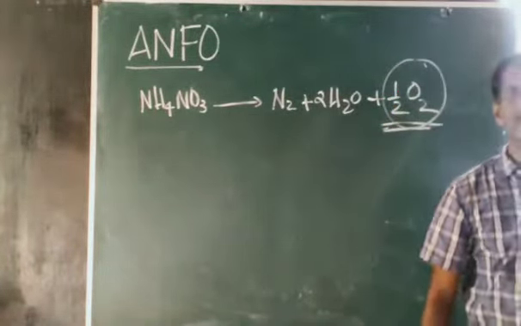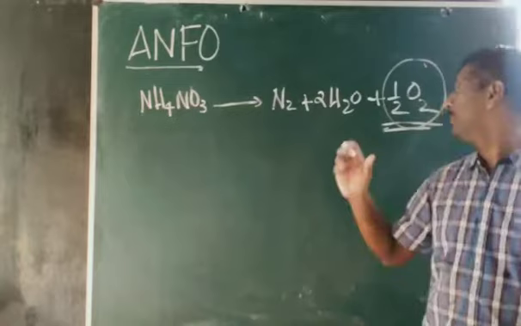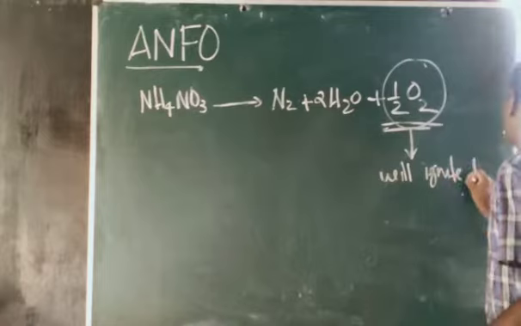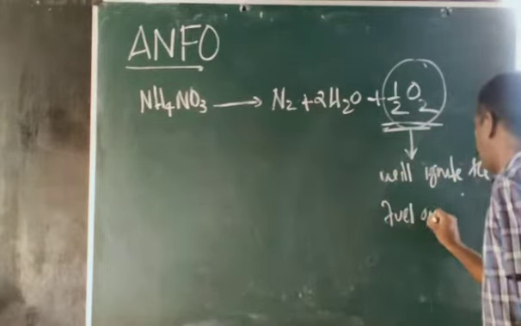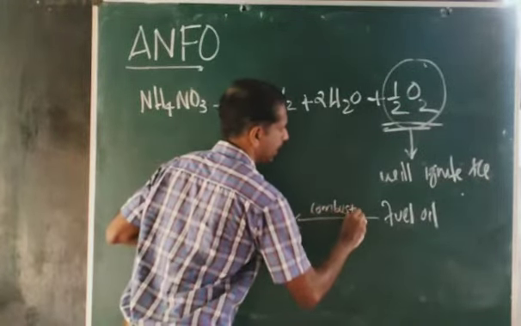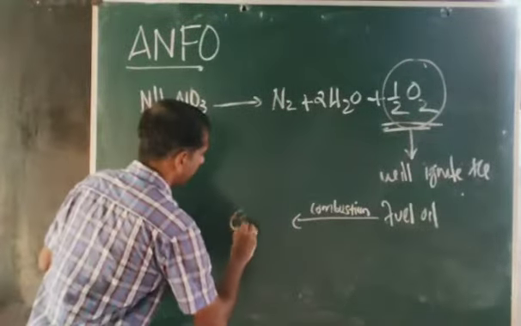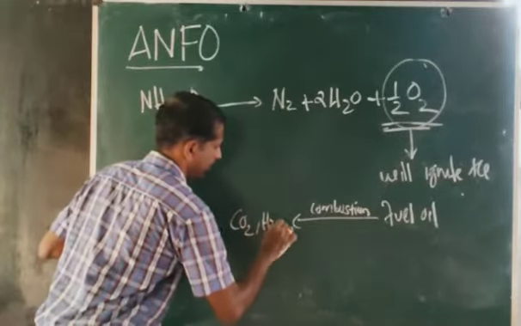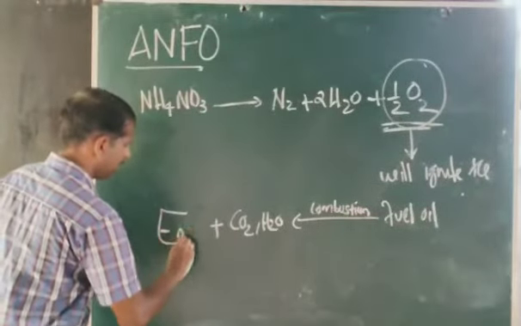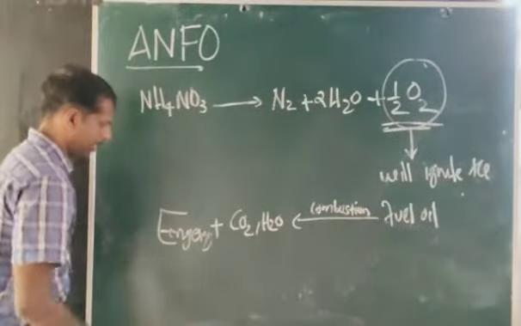So here is our oxygen. Due to the presence of this oxygen, what will happen to our fuel oil? This oxygen will ignite the fuel oil. Now the combustion of fuel oil will produce a large amount of carbon dioxide and steam, and will release an enormous amount of energy.